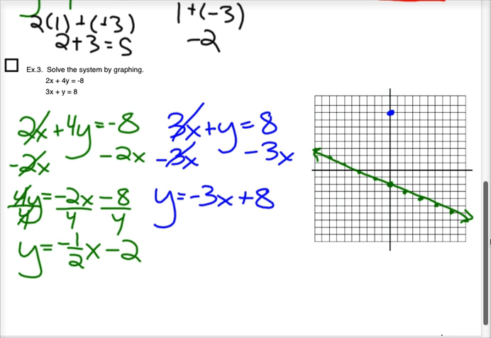And now I have a slope of negative 3. I'm going to think of that as negative 3 over 1. So down 3 over 1, down 3 over 1, and I'm going to keep going with that pattern. Again, take that pattern as far as you can so you can be as accurate as you can.